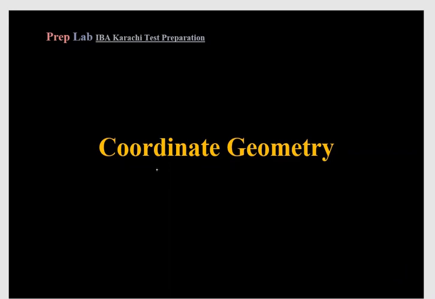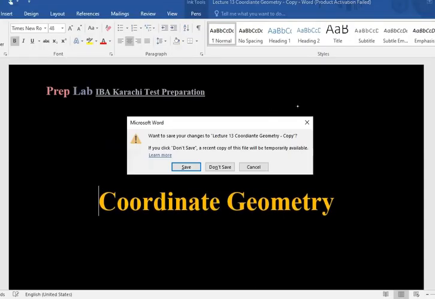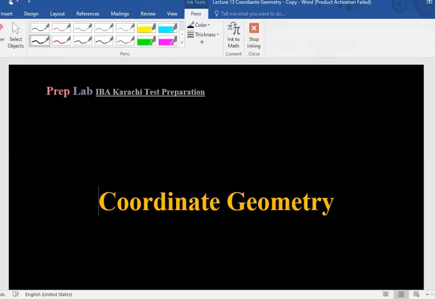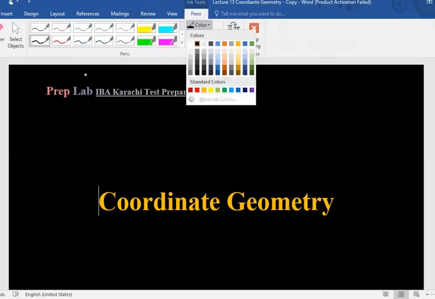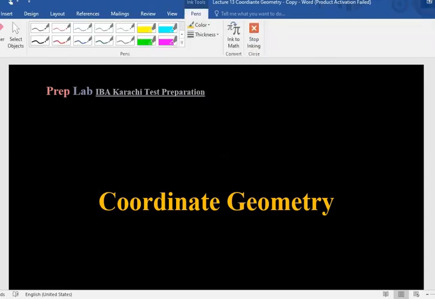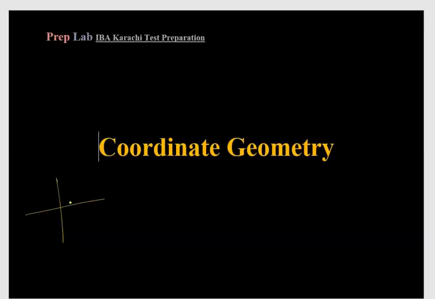Okay, so basically what exactly is coordinate geometry? There are 2 points. This is a rectangular coordinate system. So if this is a line, this line exists on the y-axis and x-axis.